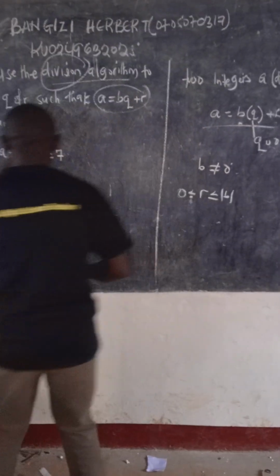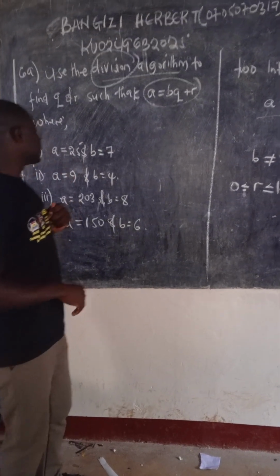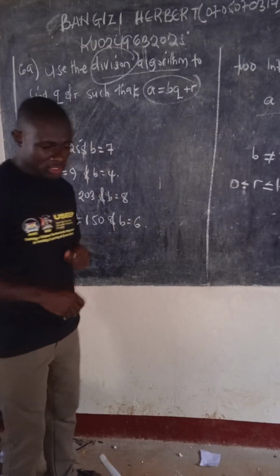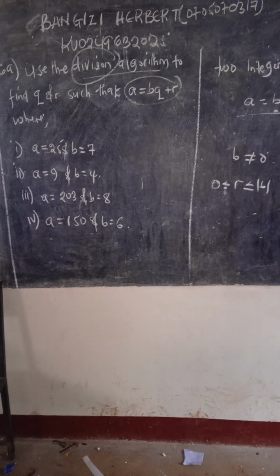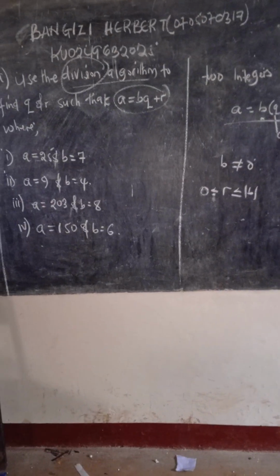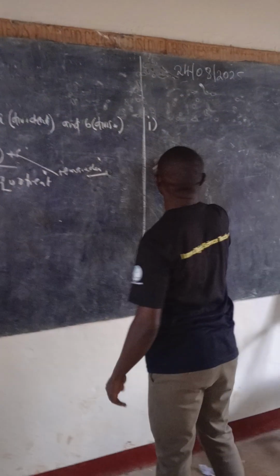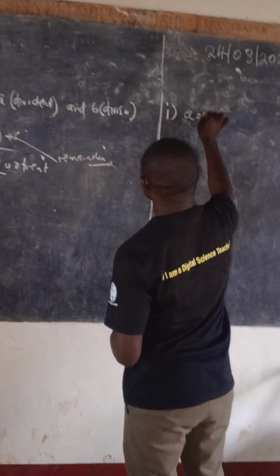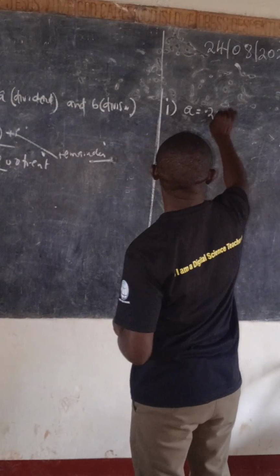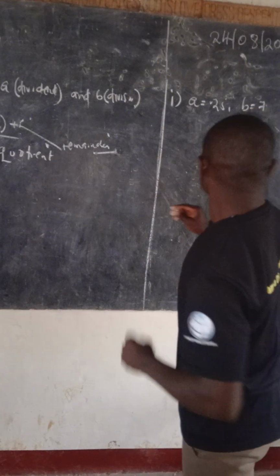where we are given Roman 1: A equals 25 and B equals 7. Now class, we need to understand this. Roman 1, let's go together. Now, we are saying our A equals 25 and our B equals 7.